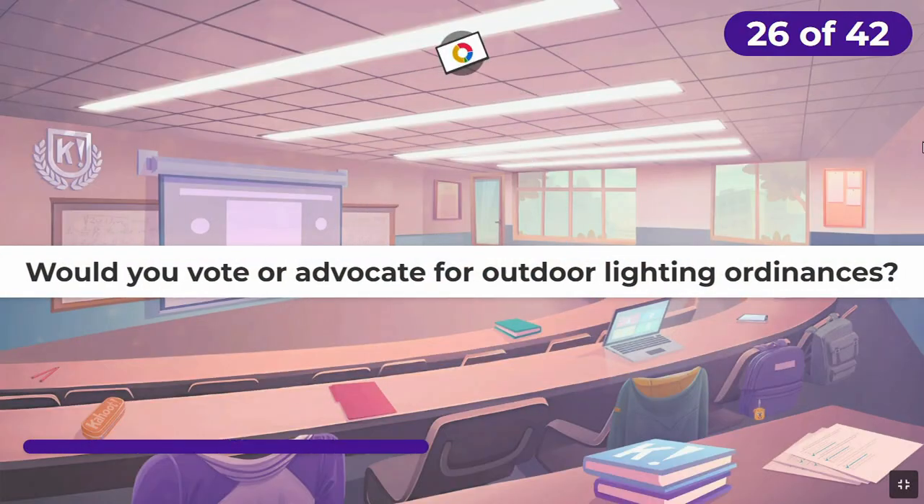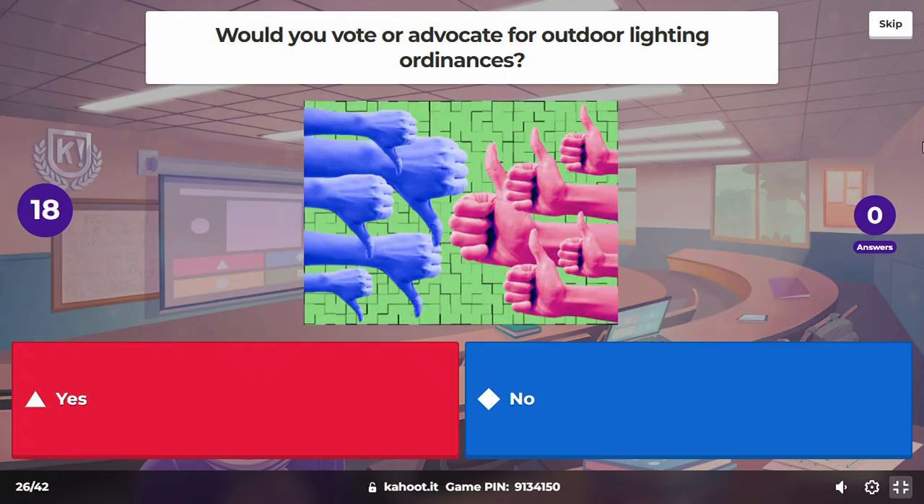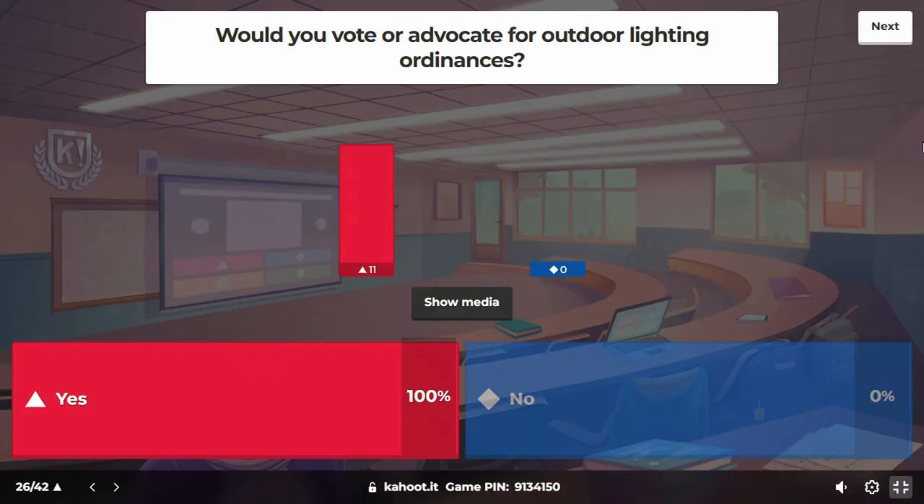And so this is just for my own curiosity, would you vote for or advocate for some kind of outdoor lighting ordinances that would reduce light pollution? Good answer.